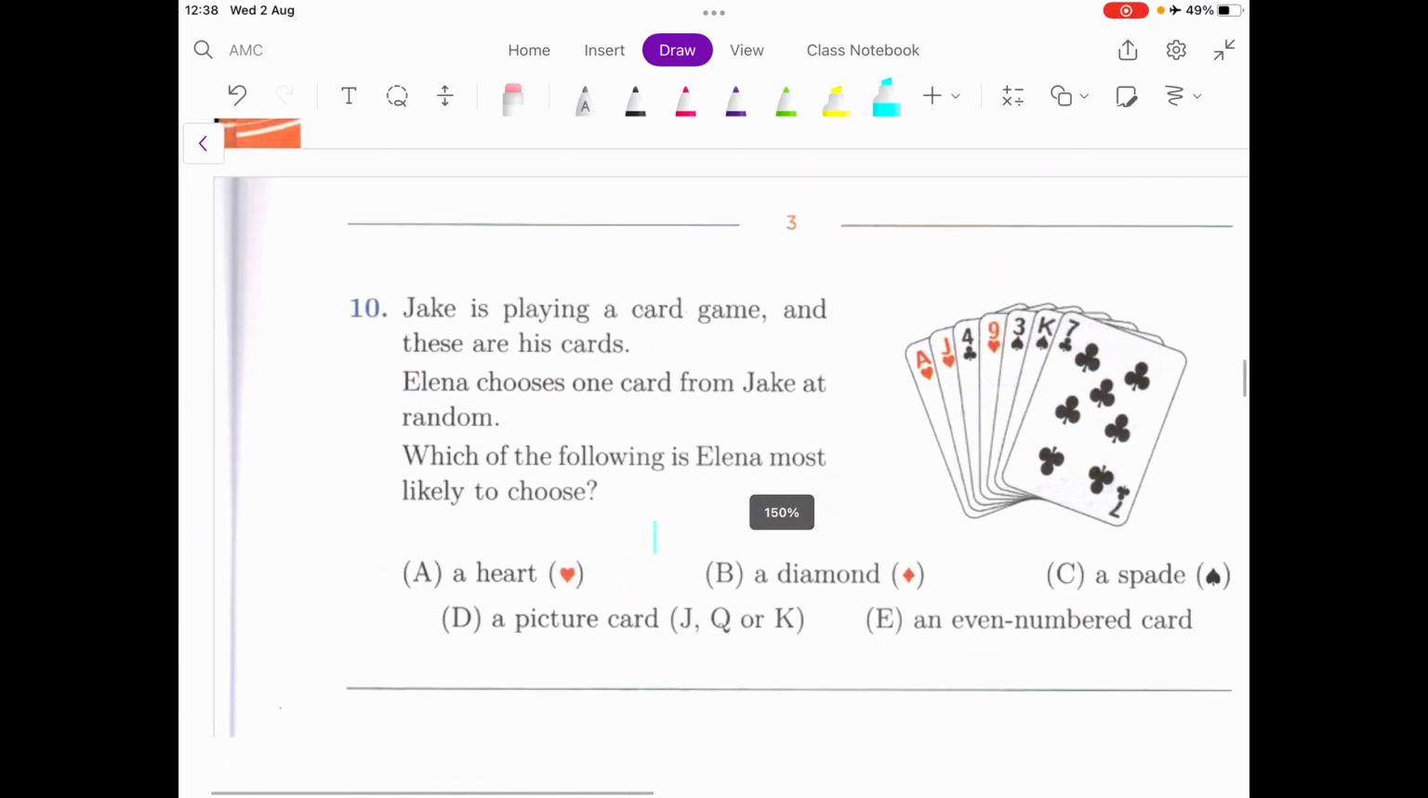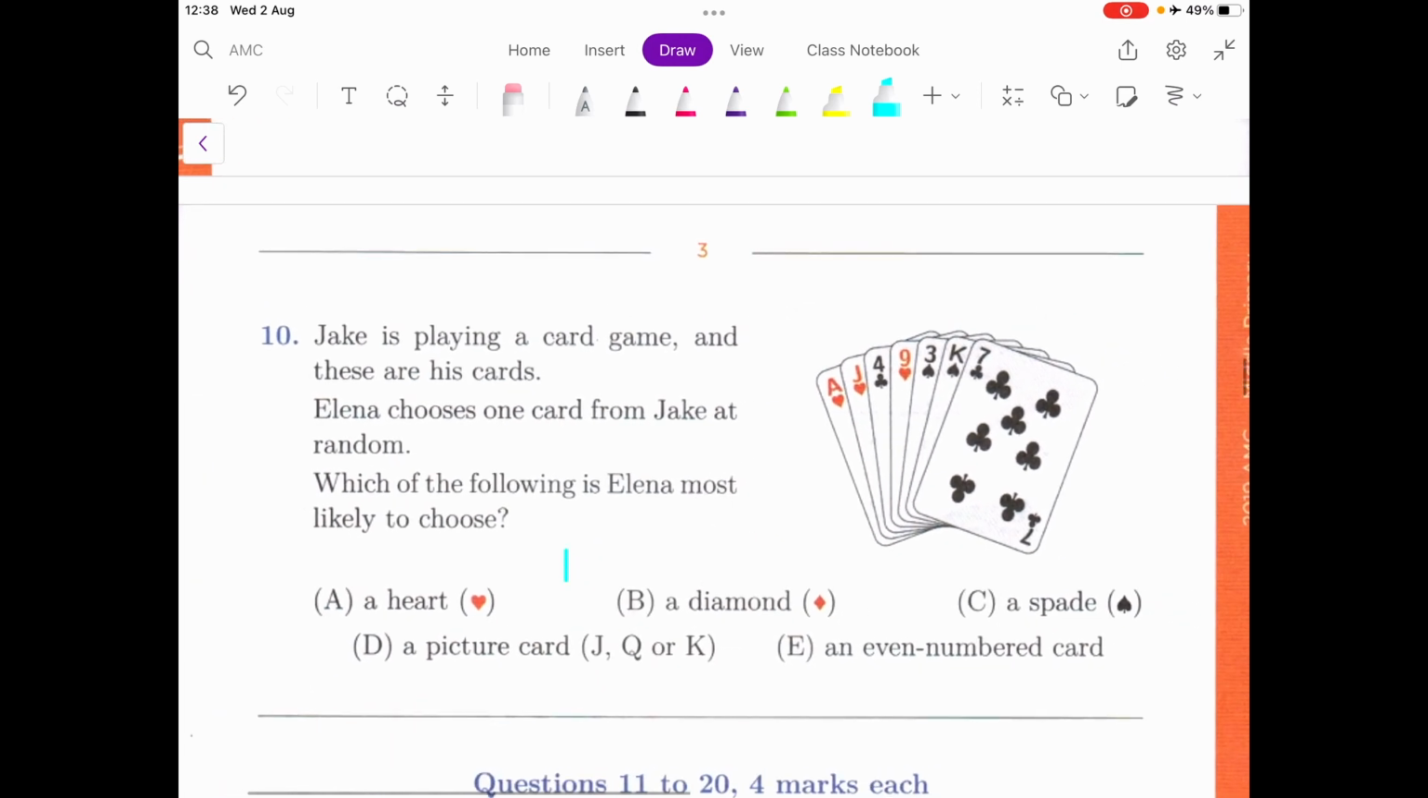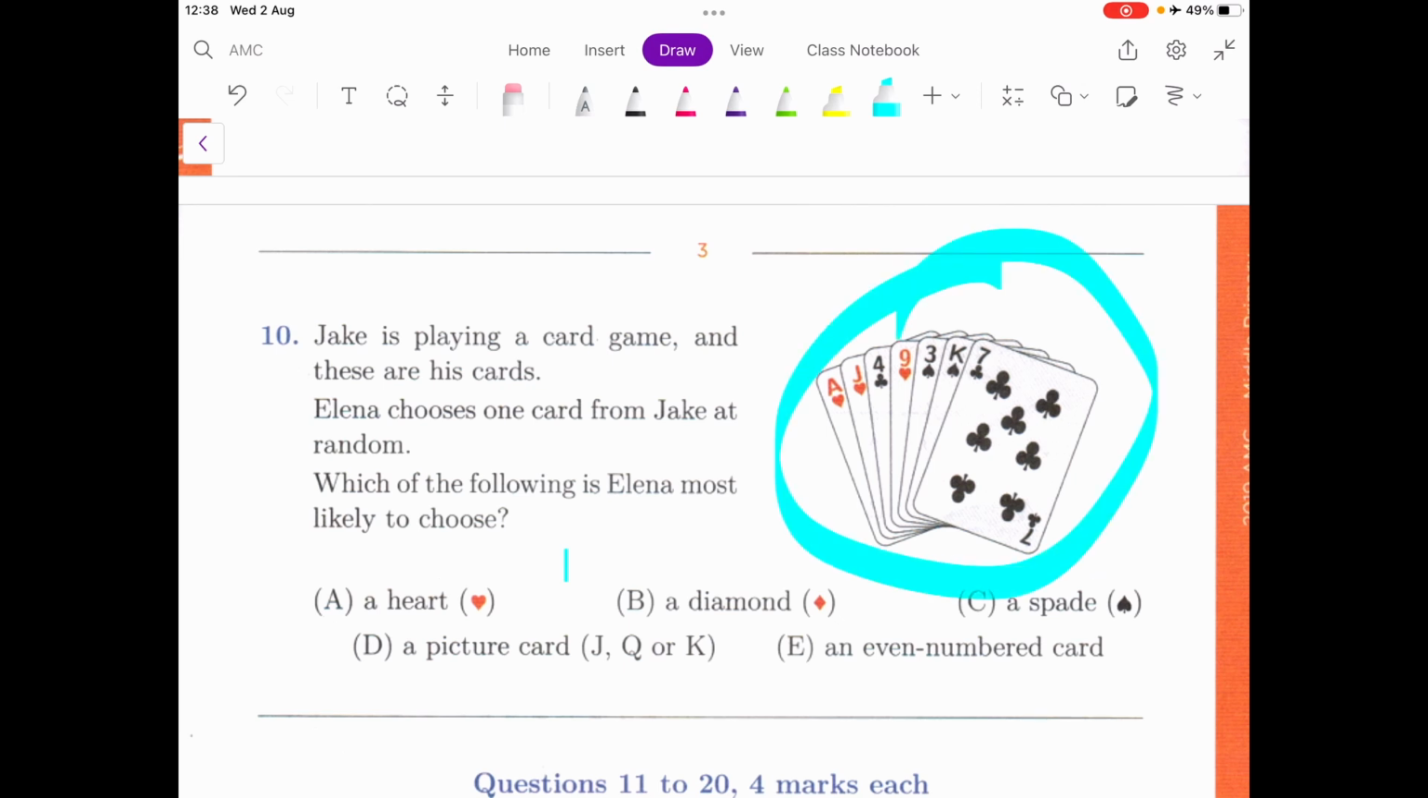This is the last question of this section. So questions number 1 to 10 are 3 marks each. There is no penalty or negative marking for a wrong answer. Let's read. Jake is playing a card game and these are his cards. We can see the cards here. Elena chooses 1 card from Jake at random. Which of the following is the most likely to choose?